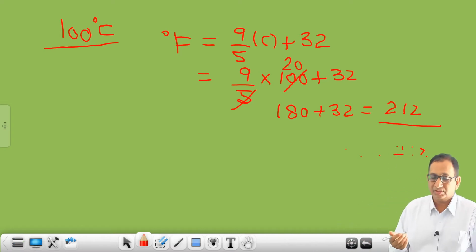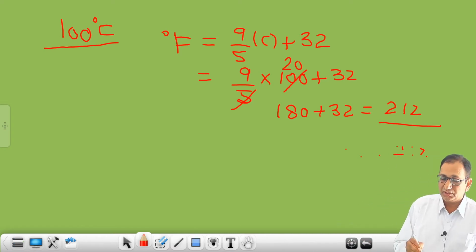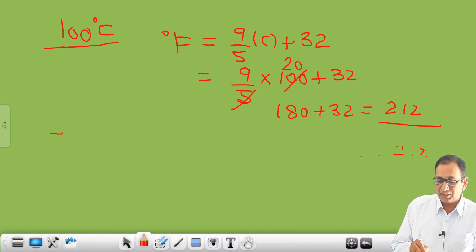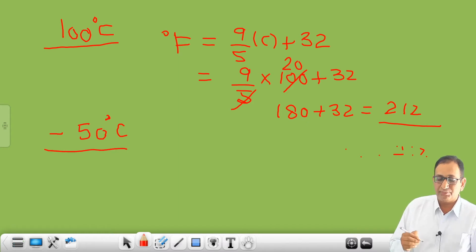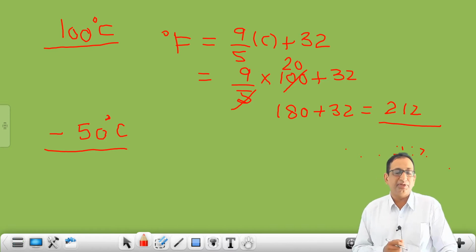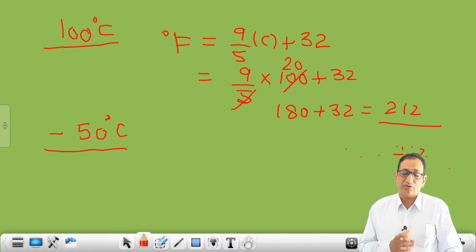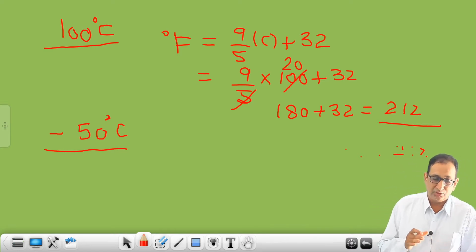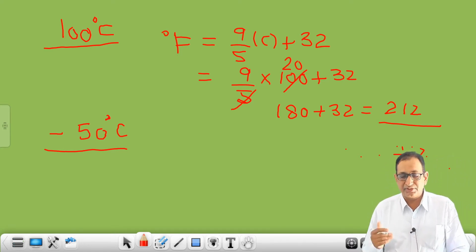One more example I am giving. Students, suppose that you have got the temperature in minus. Suppose that in Ladakh the temperature is minus 50 degrees Celsius. Minus 50 degrees Celsius is a very low temperature, students. If you talk about Ladakh during December and January, minus 50 degrees is a very low temperature.